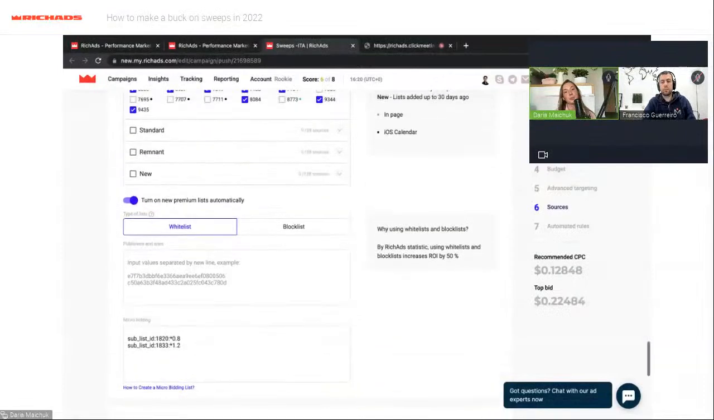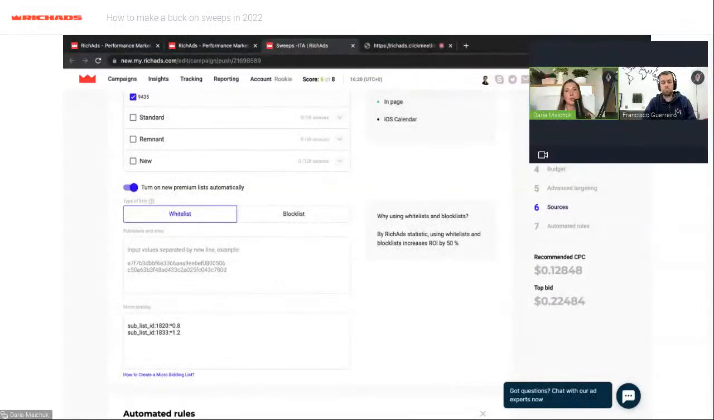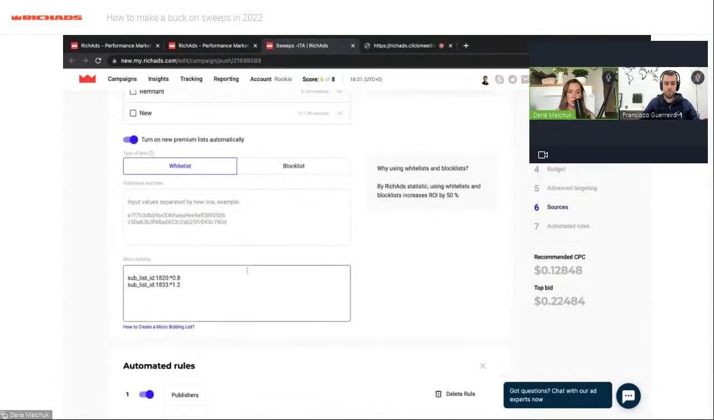If you want to ask for a whitelist from your manager, you can ask for the whitelist for subscriber list. It will be really better because you will have more traffic. And then create your first blacklist. And microbidding. I will show you how it works.